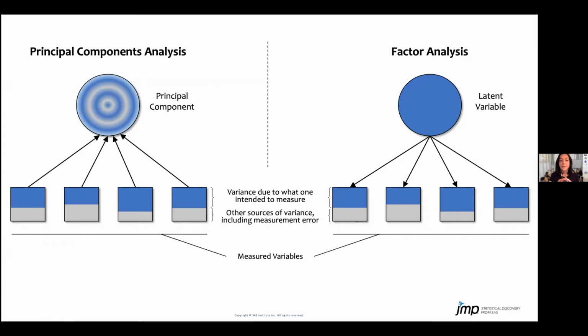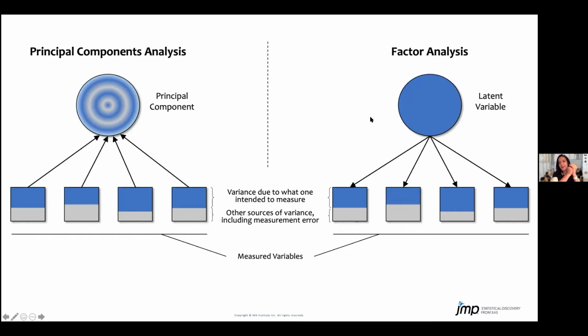And the reason is because the goal of principal components analysis is very different. The goal is dimension reduction, right? It's a great tool for dimension reduction, but the goal then is to extract the maximal amount of variance from the dimensions of our data. And because PCA is going to try to explain as much variance as possible, it's going to have a combination of that variance that is due to what we wanted to measure and also what we didn't really intend to measure, okay?